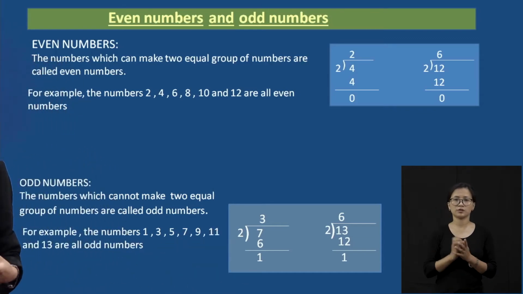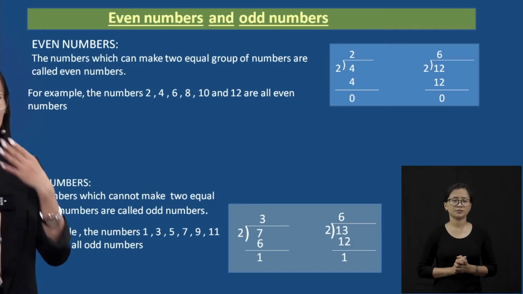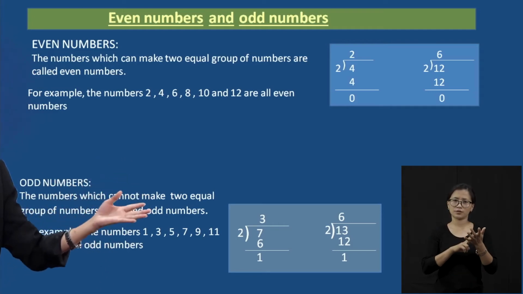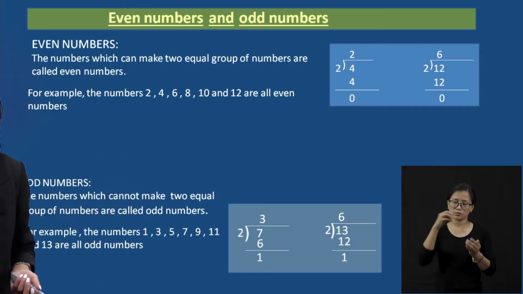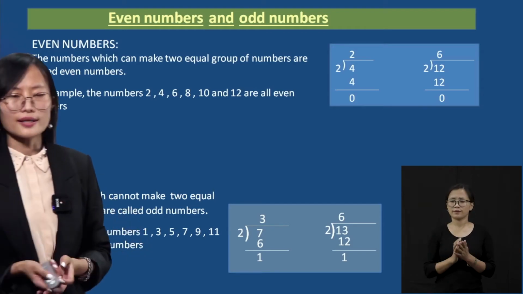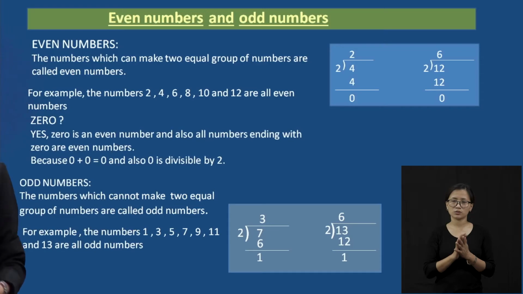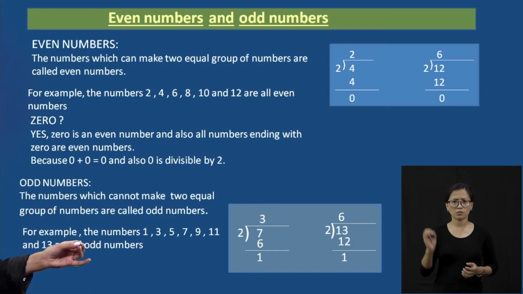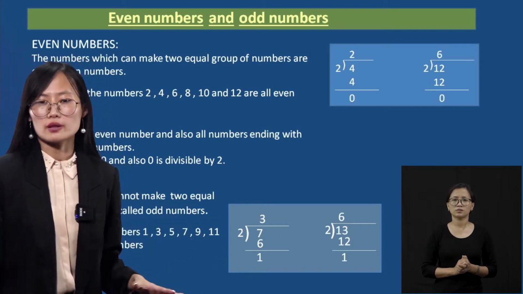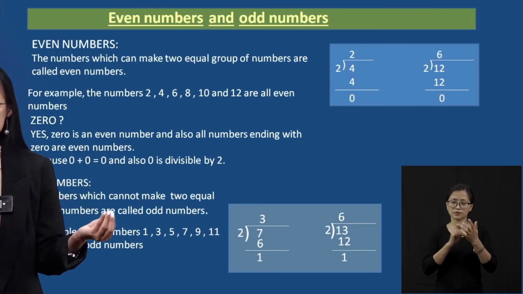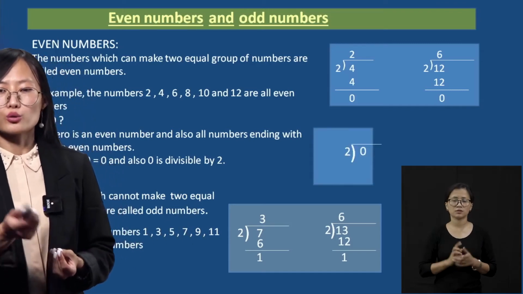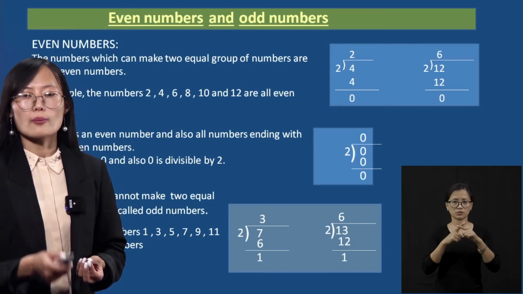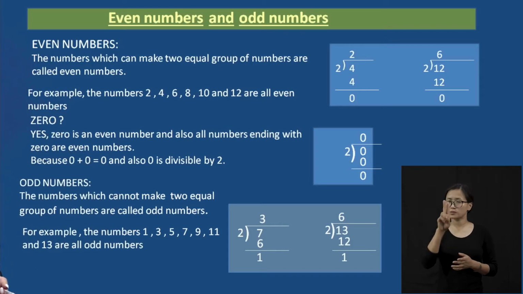Now I mentioned that a whole number can be an even number or an odd number, right? And in the examples, I didn't mention 0. So you might be wondering what 0 is. Is it even or odd? So see, yes, 0 is an even number, and also all numbers ending with 0 are even numbers. Why is 0 an even number? Because 0 is divisible by 2. Let's check it out with an example. 0 divided by 2. 2 into 0 means 0, which gives you 0 remainder. So 0 is also an even number.